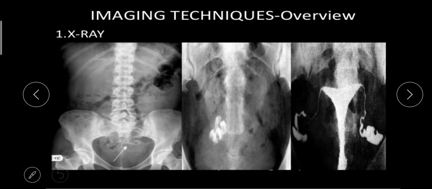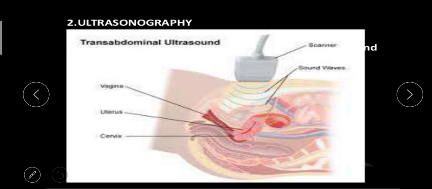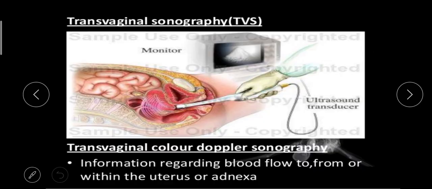Our next investigation is imaging techniques. As you can see in the picture, the first one is X-ray, which is done for normal patients also, and then ultrasonography. There are two types of ultrasonography, both non-invasive: transabdominal ultrasonography and transvaginal ultrasonography. X-ray is also a non-invasive procedure. All of these come under the imaging techniques. This is the picture of transvaginal sonography, in short TVS.